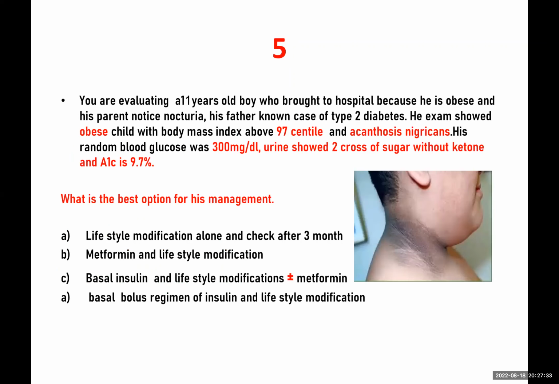Type 2 diabetes, again, currently it is a real problem because now we are dealing with an epidemic of obesity, so you have to know something about it. You are evaluating an 11-year-old boy brought to hospital because he is obese and his parent noticed nocturia. His father is a known case of type 2 diabetes. Exam showed an obese child with a body mass index above the 97th percentile, acanthosis nigricans. His random blood glucose was 300 and urine showed 2 crosses of sugar without ketone, and the A1C is 9.7. What is the best option for his management?